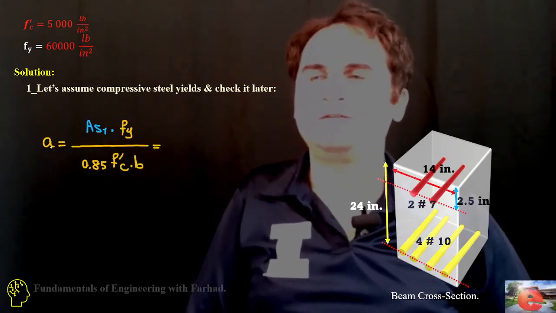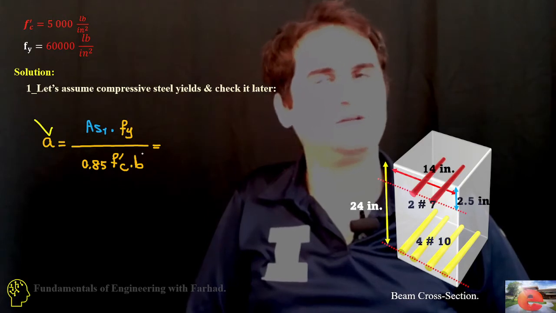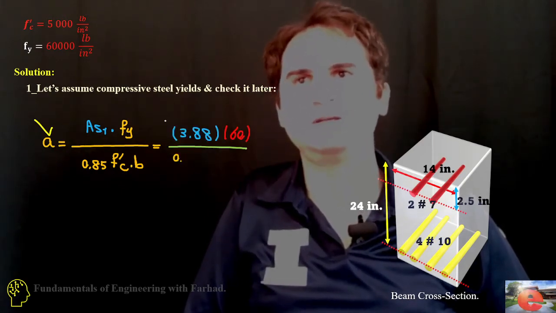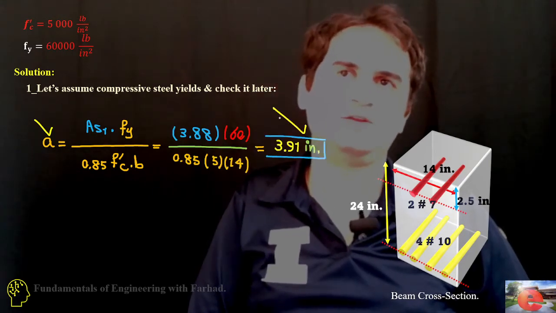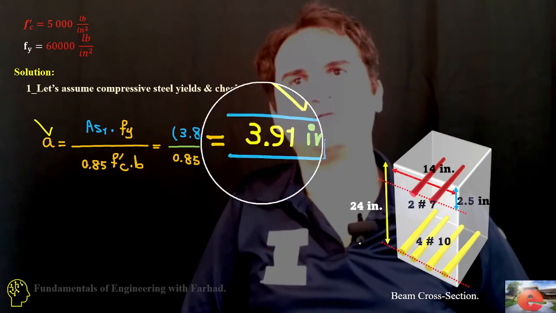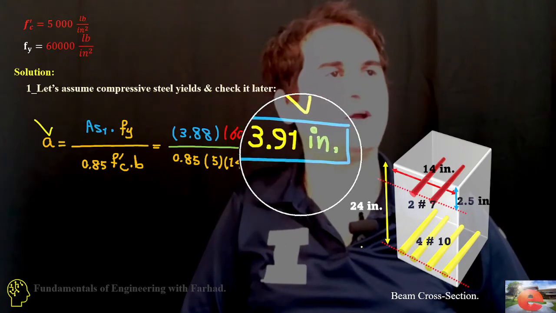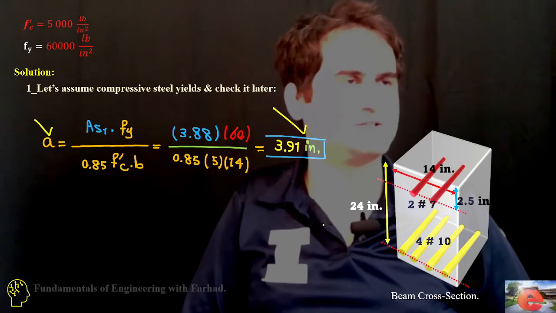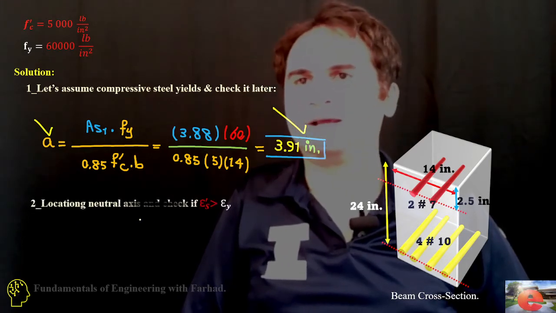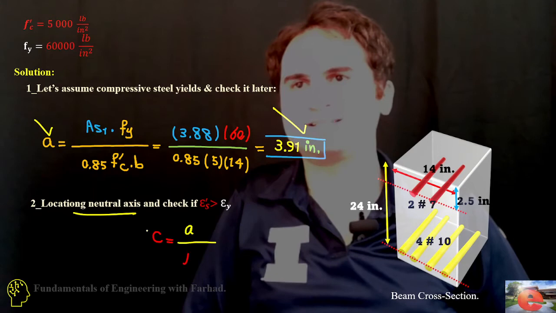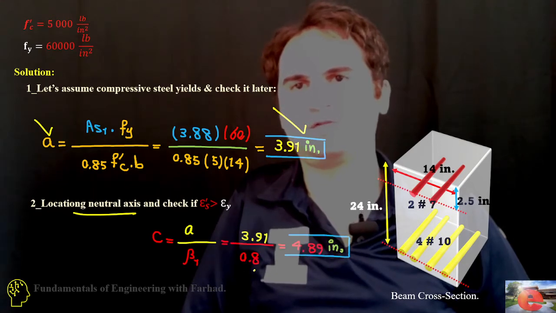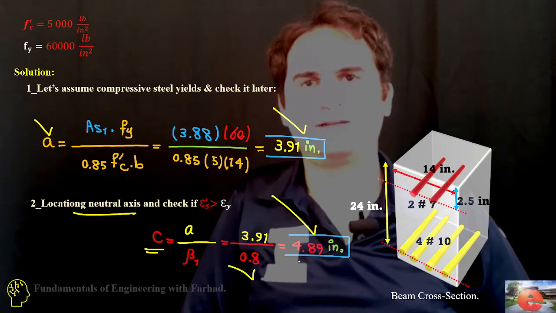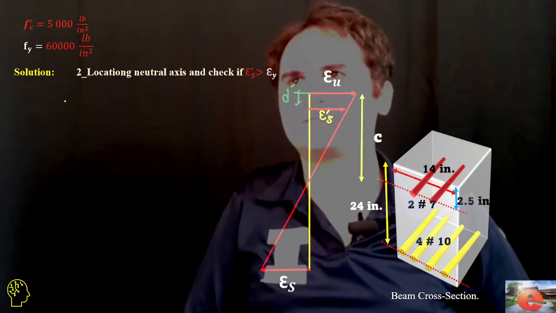And then we can calculate the height of the stress block, which is As1 times fy over 0.85 f prime c times b, and it gives us a numeric value of 0.91 for the height of this block of stress. The location of the neutral axis is just a over beta 1. Beta 1 is 0.8, and it gives us a neutral axis located at 4.89 inches.